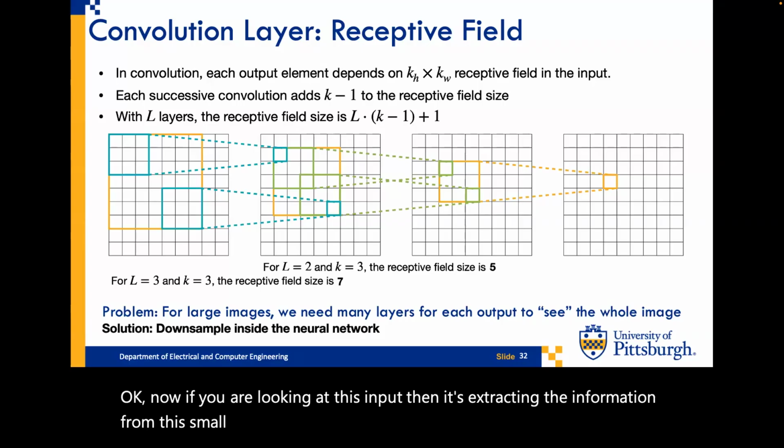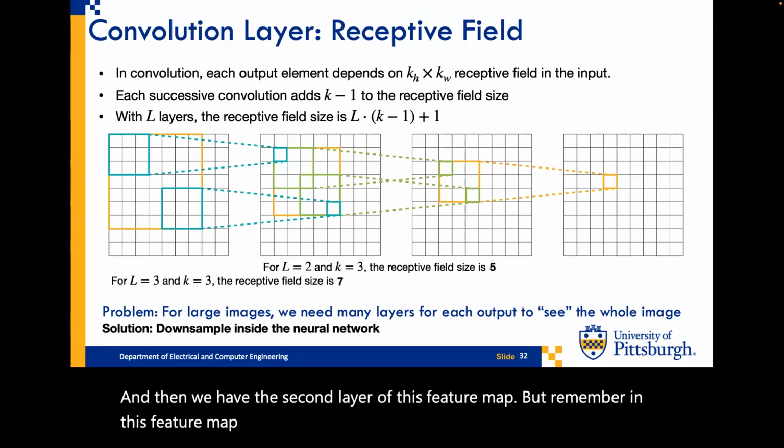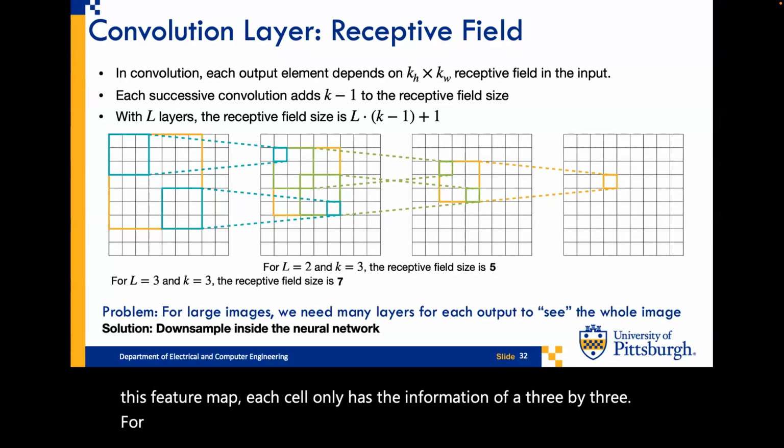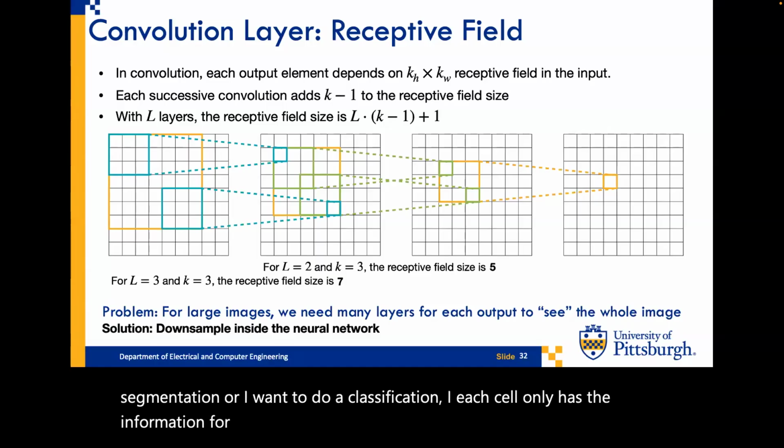And then we have the second layer of this feature map. But remember, in this feature map, each cell only has the information of a 3x3. For whatever decision we are making, for example, I want to do segmentation or classification, each cell only has the information for that small window. Make sense? But now here's the magic.